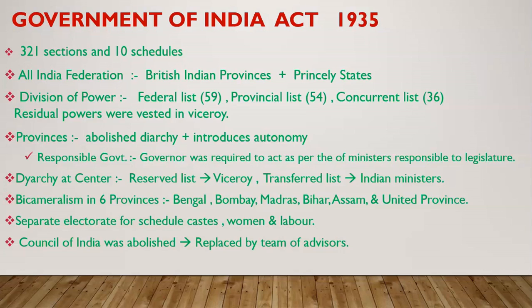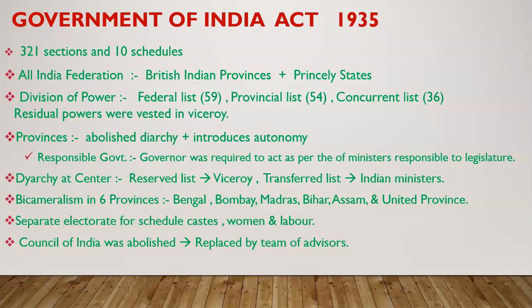Okay, now friends, diarchy was abolished in provinces, but diarchy was introduced at the center. Now what does it mean? So all the subjects of the federal list, all the 59 subjects of the federal list, were divided into two parts, reserved list and transferred list.